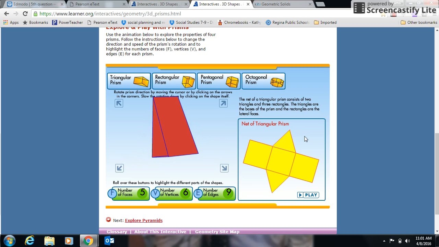Now, in a prism, what will happen is there are 2 congruent shapes. In this case, congruent means the same size and shape, the triangles here. So that tells me if there are 2 identical shapes and the rest are rectangles or squares or whatever, that it's a prism. And the shape of the 2 identical, congruent shapes here is the way I name it. So these are triangles. So what we'd say is it is a triangular prism.